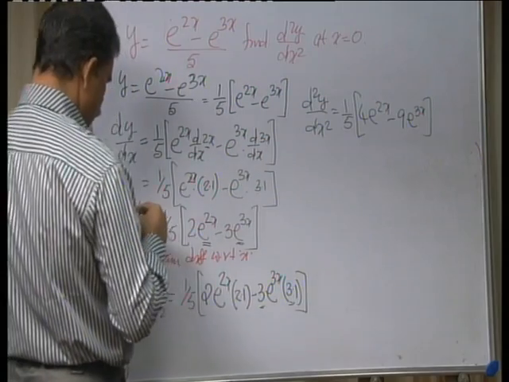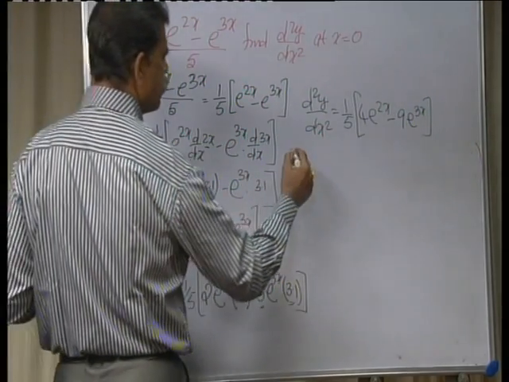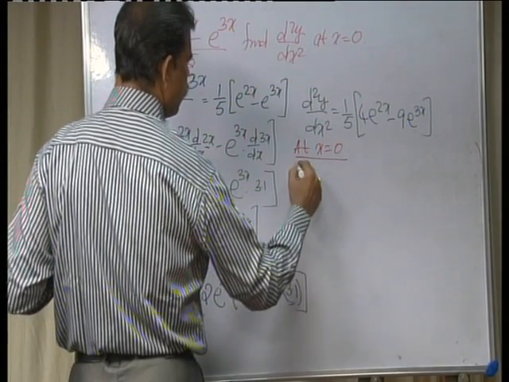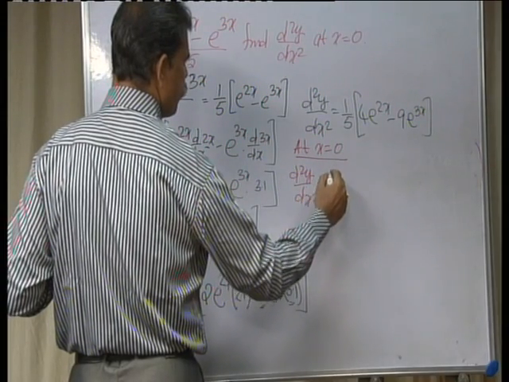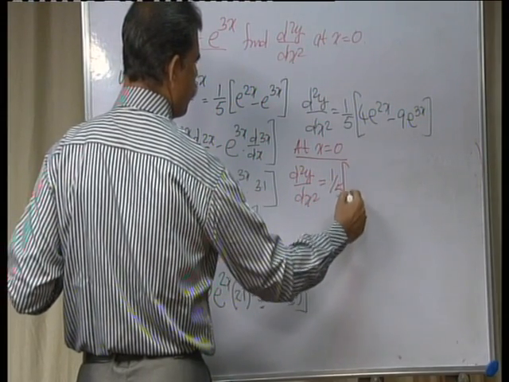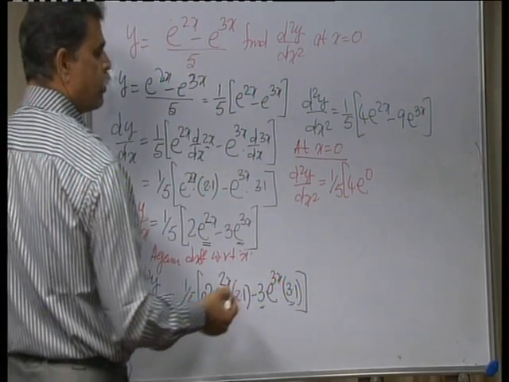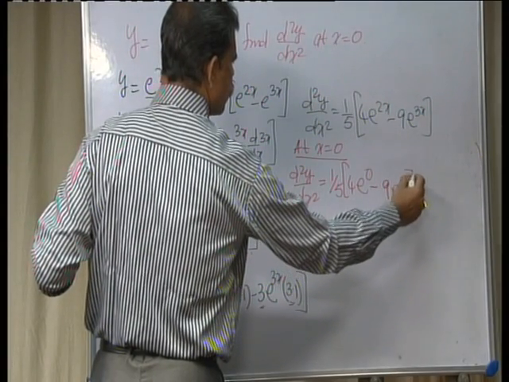Our question is what? D square y by dx square at x is equal to 0. Put x is equal to 0. Then d square y divided by dx square becomes 1 by 5 into 4 into e to the power of 2 into 0, which is 0, minus 9 into e to the power of 0.